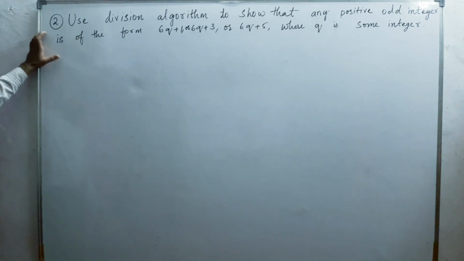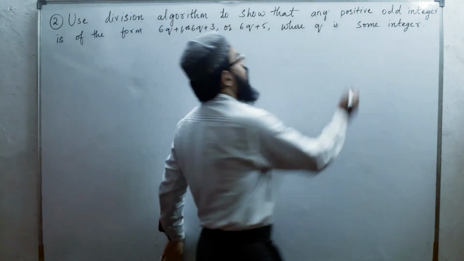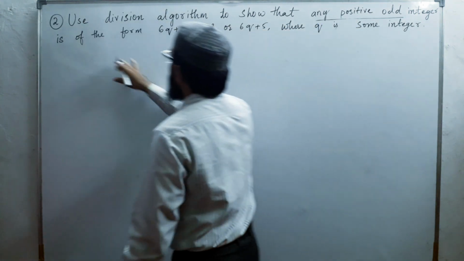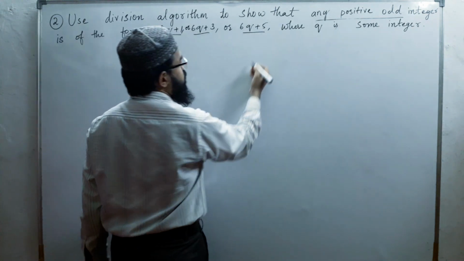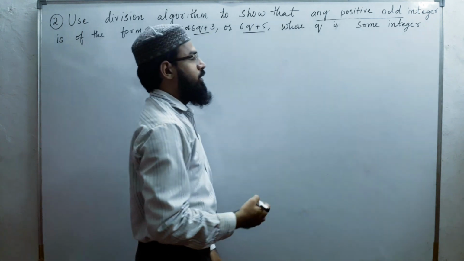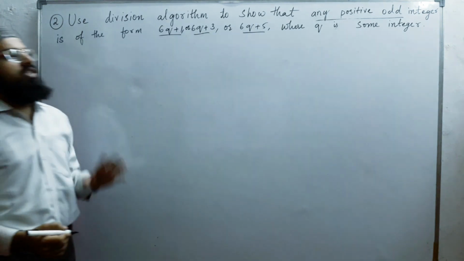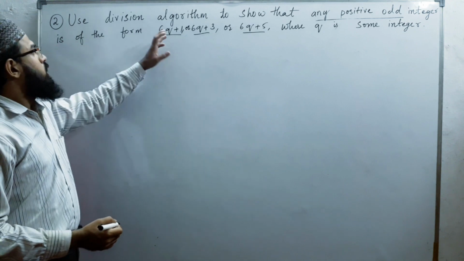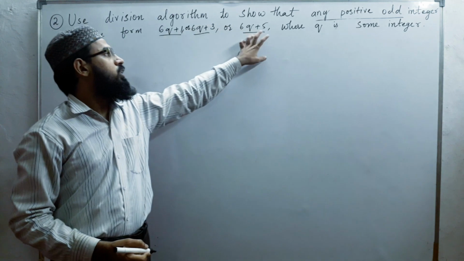Second problem: use the division algorithm to show that any positive odd integer is of the form 6q plus 1, 6q plus 3 or 6q plus 5, where q is some integer. So they told that any odd positive integer is in the form of 6q plus 1 or 6q plus 3 or 6q plus 5.